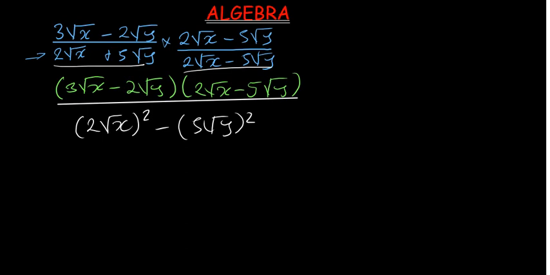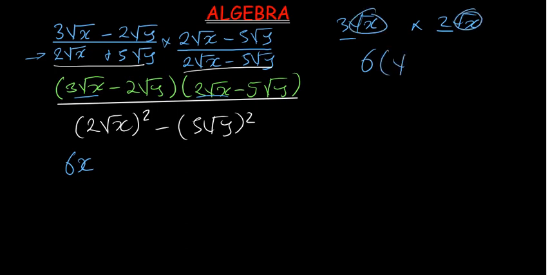When you expand the numerator and multiply this by that, this will give you 6x. Where is the 6x coming from? You have your 3 root x multiplying 2 root x. The 2 and the 3 multiply to get 6. Then root x times root x is root x squared, which is x. So you have your 6x. That's how we come up with the 6x, just in case.